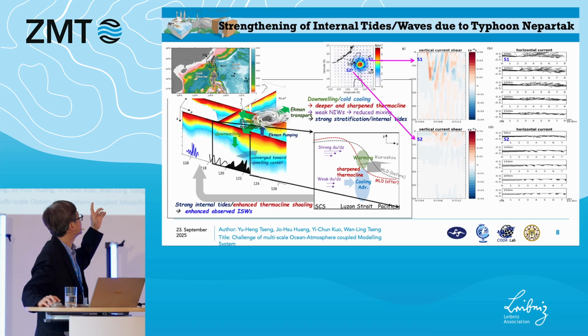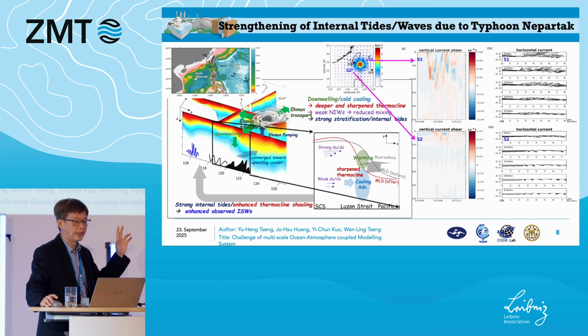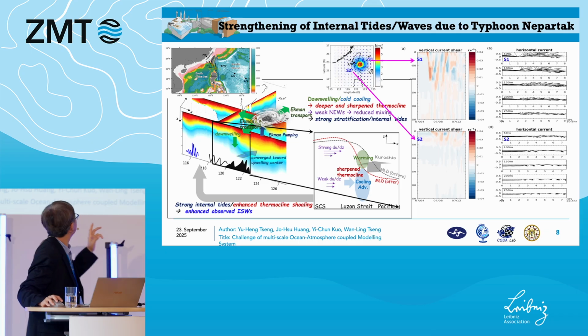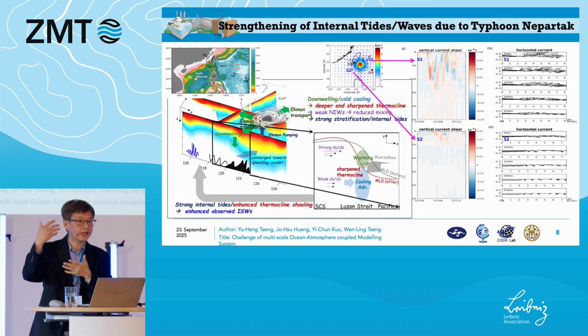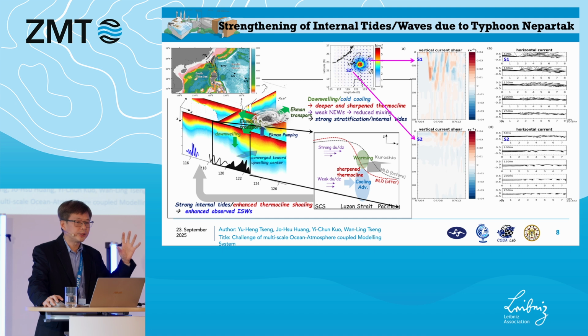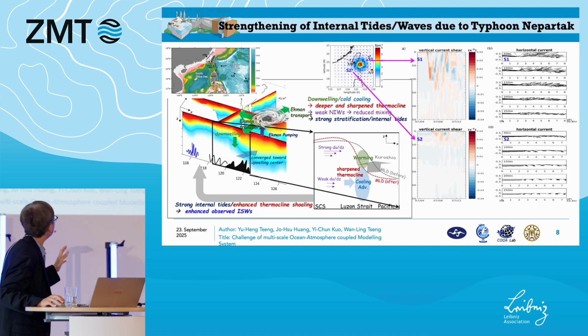This is one example for Typhoon Nabat. We have observations near Dongshan Island over here. We found that the internal wave in that area could be enhanced due to the passage of the typhoon. Therefore, we focused on the dynamics, what happens over here.